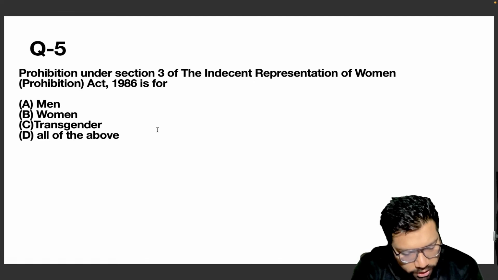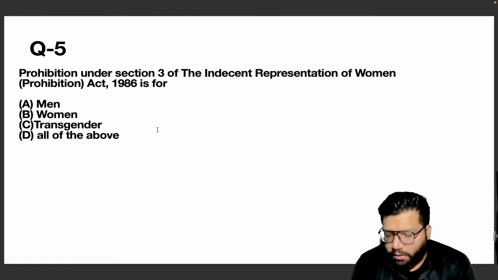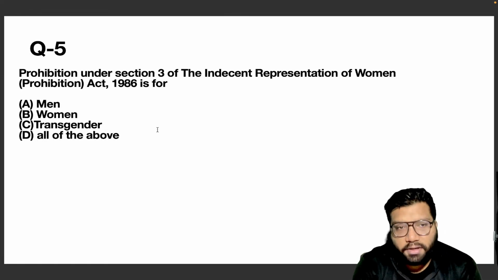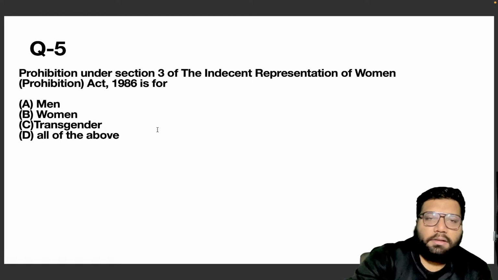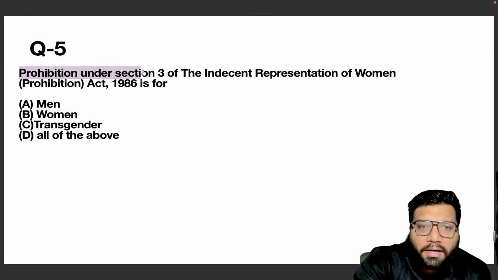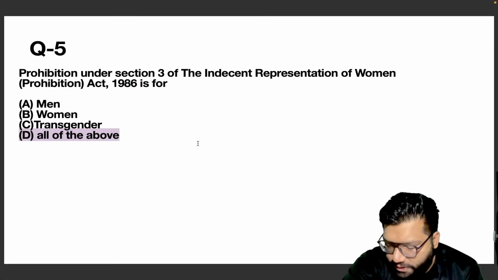Question number 5. I have not received the correct answer for question number 5 till now. Aprajita, Vandana, Anirudh, and Siddharth, please do correct your answer. Read the question carefully. Prohibition under Section 3 is for whom? Who is prohibited under Section 3 of the Indecent Representation of Women Prohibition Act? All men, women, and transgender are prohibited. No one can do the indecent representation of women. So the answer is going to be D, all of the above. I hope it's clear now.